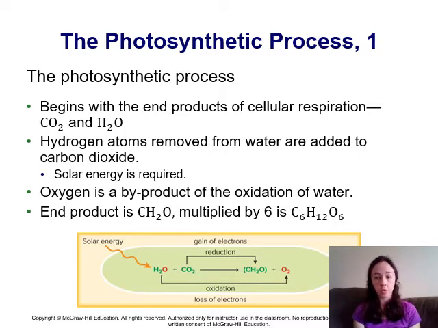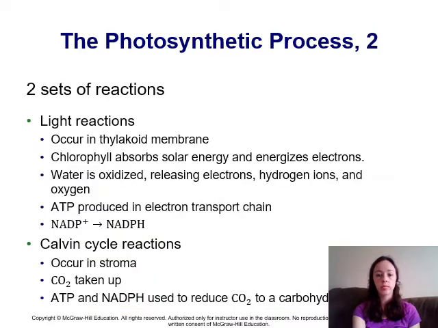Photosynthesis is also known as a redox reaction, just like cellular respiration. As a reminder, anytime a molecule is reduced, electrons and hydrogen ions are going to be given to it. And anytime a molecule is oxidized, electrons and hydrogen ions are going to be taken away from it. With photosynthesis, when 6 waters are oxidized into 6 oxygen molecules and 6 carbon dioxide is reduced, then you get 1 glucose molecule.